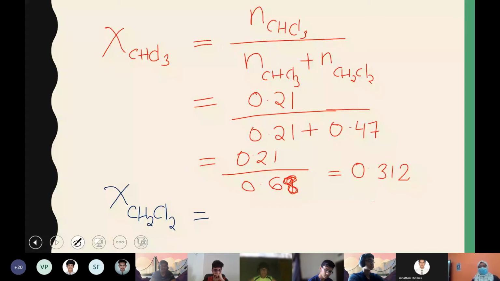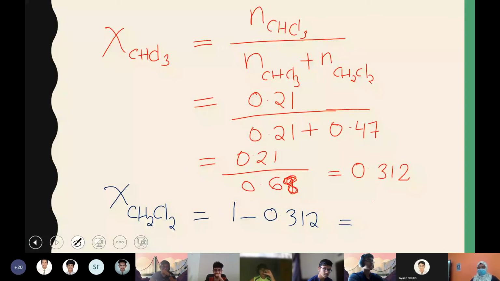So you can either use the equation to calculate number of moles divided by total number of moles, or 1 minus. Ma'am, how 0.312? That is the mole fraction for chloroform, CHCl3. That's 0.21 divided by 0.68. Yeah, it is 0.308. Ma'am, 0.308, I said.